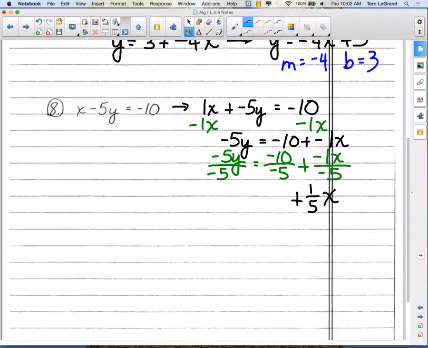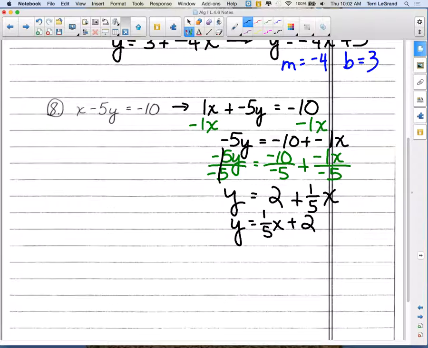What's negative 10 divided by negative 5? 2. And now over here we have our y alone. But of course, in an answer bank, they would have the x's and the constant trade places. So the equation should be y equals 1/5 x plus 2. Do you agree? Yeah. Behavior of this line.